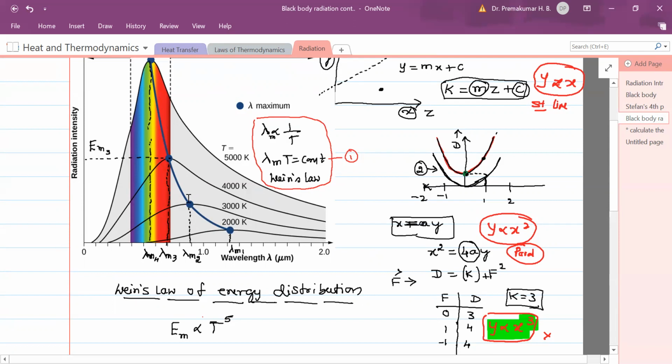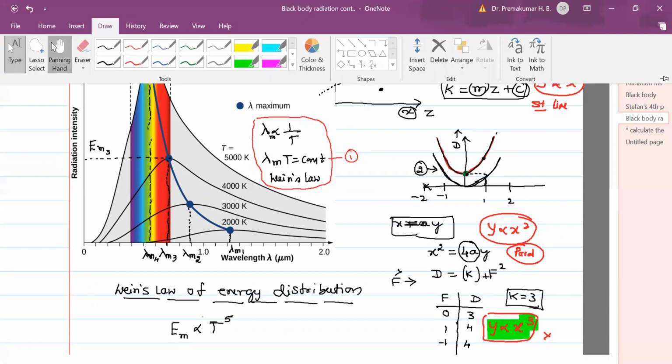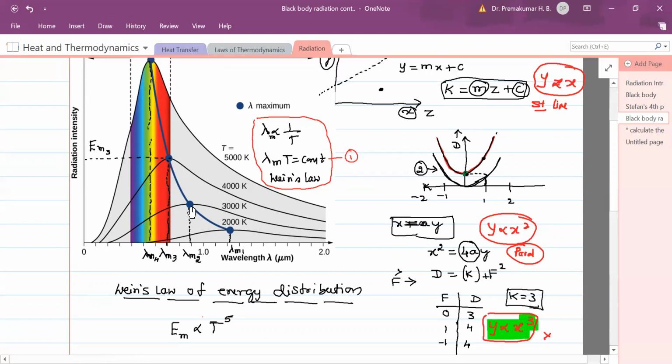That blue color line, and with the dot you can see lambda maximum. Lambda maximum means the wavelength corresponding to maximum energy. For this curve, this dot is the highest energy, whereas if it comes to 3000 Kelvin, this one is the highest energy, and this one is the wavelength corresponding to that. Like that it is shifting. See here, as the temperature increases, it shifts towards the left side.